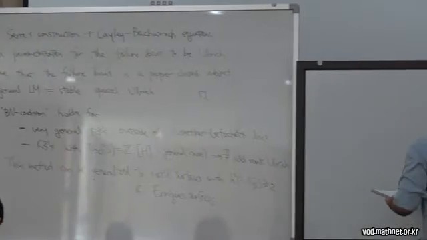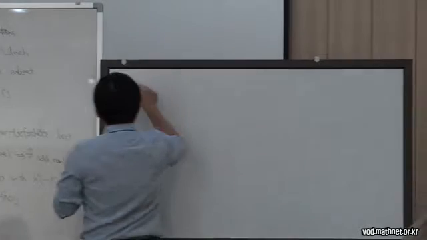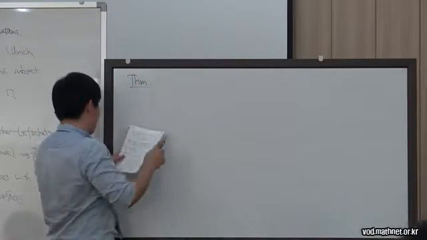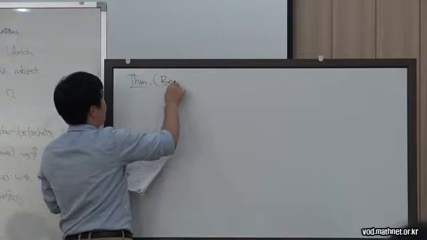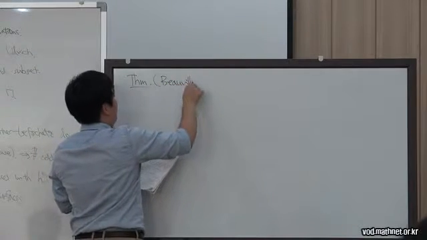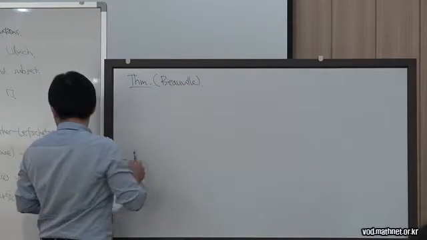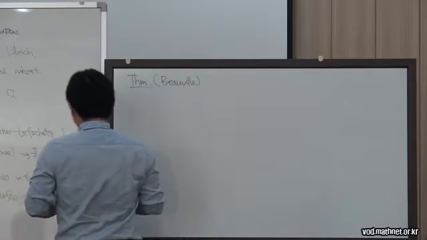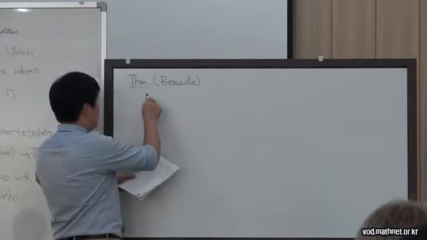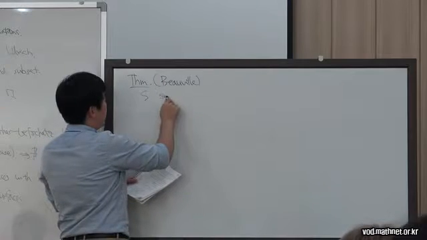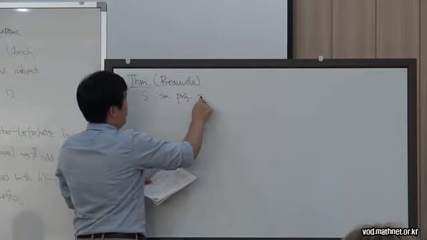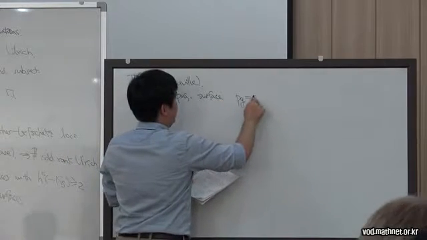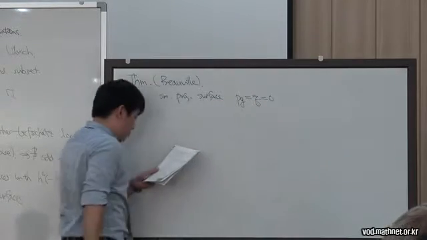But I'm going to overview a very, very simple argument suggested by Beauville. So in this case, he doesn't need such kind of extra Brill-Noether conditions. So now S is a smooth projective surface with pg equals q equals 0.